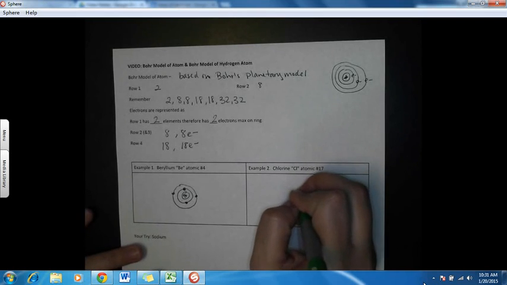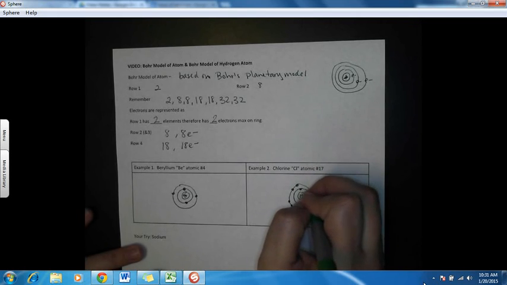And then chlorine has atomic number 17, so 17 protons, and there'd be 17 electrons. And so you have 2 electrons in the first energy level. You would have 8 in the second, and we do those in pairs. And then the third, so that would be 10. And so then the third we would need 7 more. So we'd have 3 pairs, and then 1 by itself.